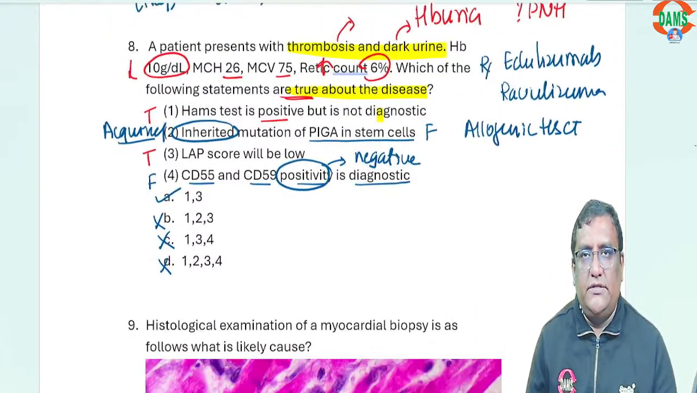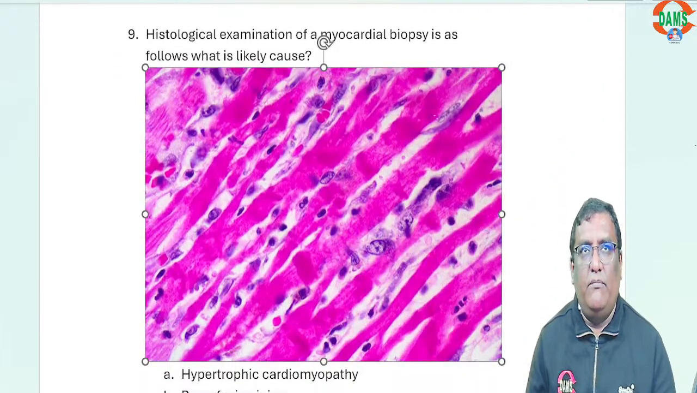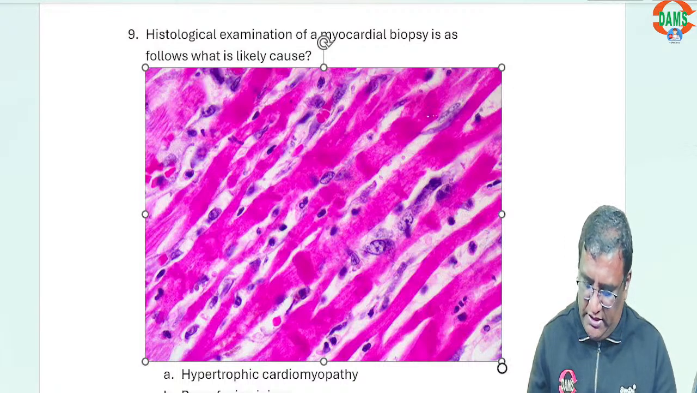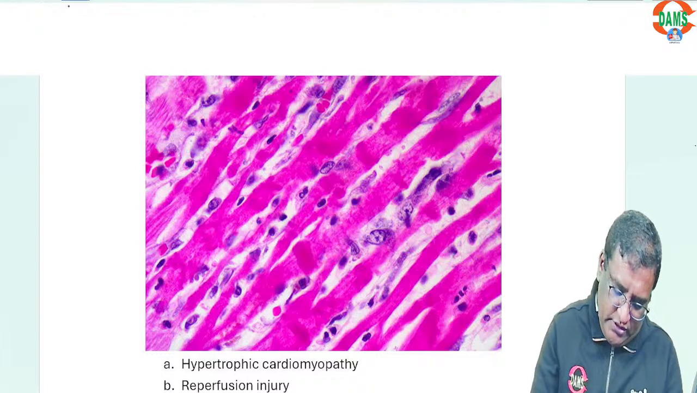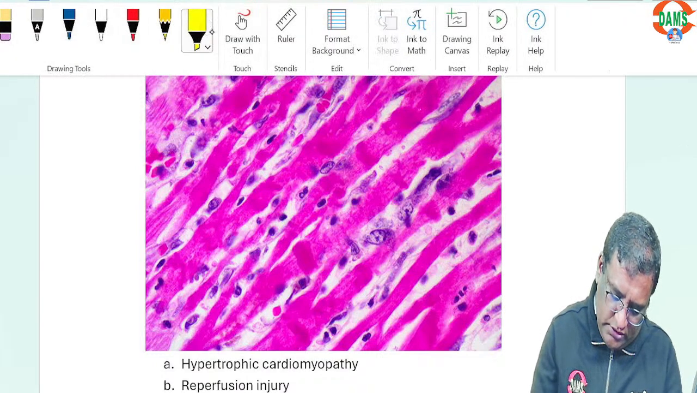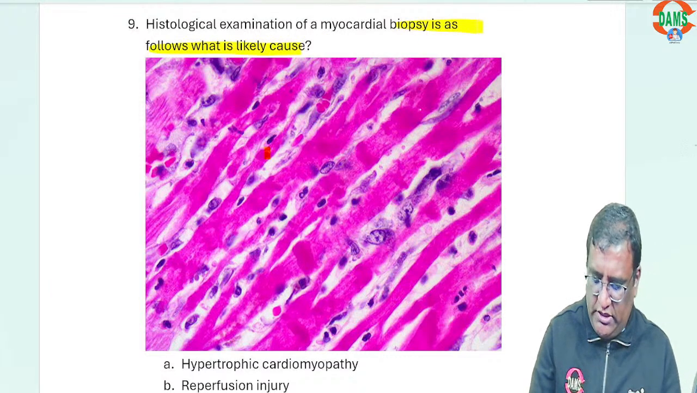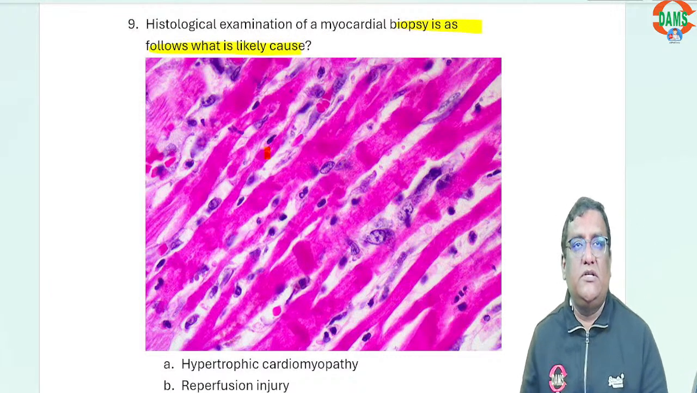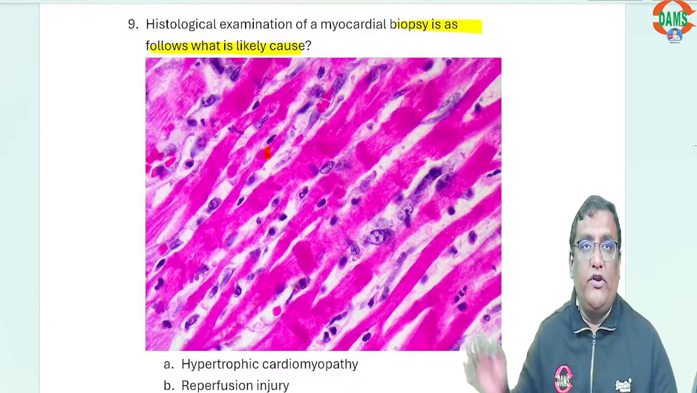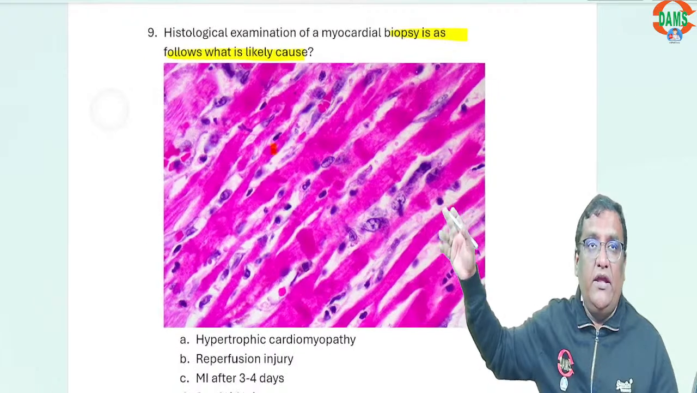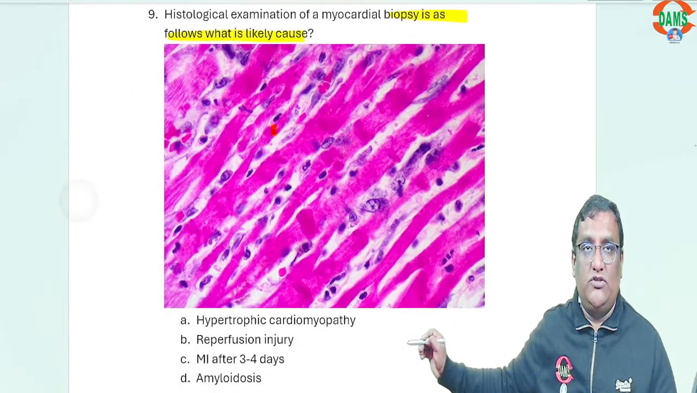Yes. Next is a histological examination of a myocardial biopsy as follows. What is the likely diagnosis? So this is a one-liner. So you should be able to diagnose based on the morphology only. Nothing else has been told to us. So this is a biopsy from the muscle, myocardium, and what is the likely diagnosis? So whenever you do not have much history given, mix and match. Keep checking. A is true or false, B is true or false, C is true or false, or D.